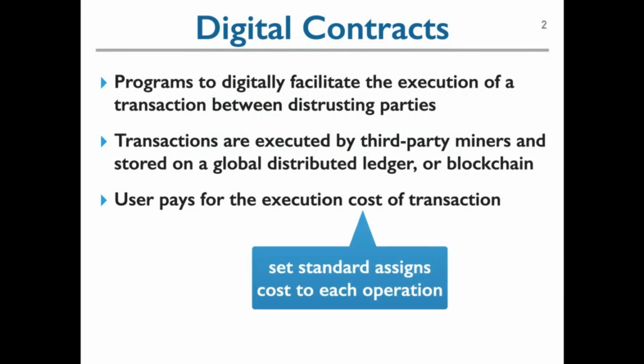And how is this execution cost computed? Well, there's a set standard which assigns a cost to every operation. And then the total cost of the transaction is just the sum of the total cost of all the operations that executed as part of the transaction. So the execution model looks something like this.